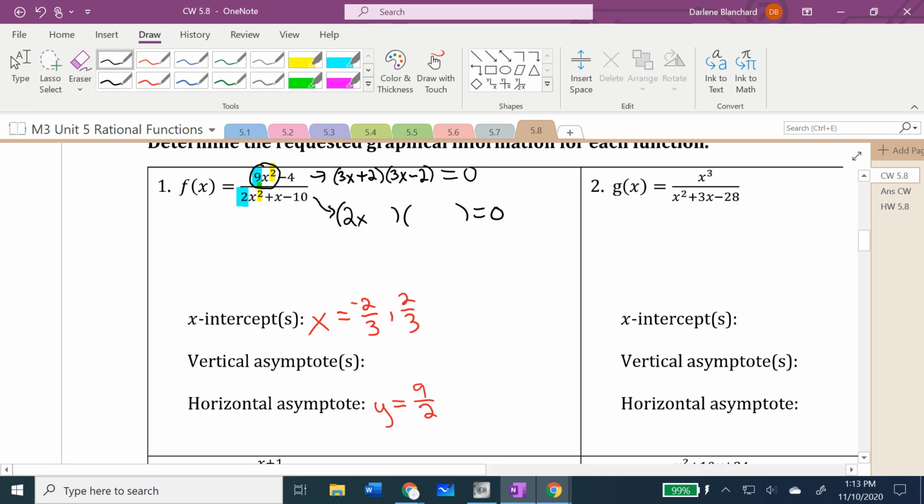When I factor, I get 2x plus 5 and x minus 2. Very good. So the vertical asymptotes are the x values that make each factor equal to 0. So what are those numbers? Negative 5 halves and positive 2.